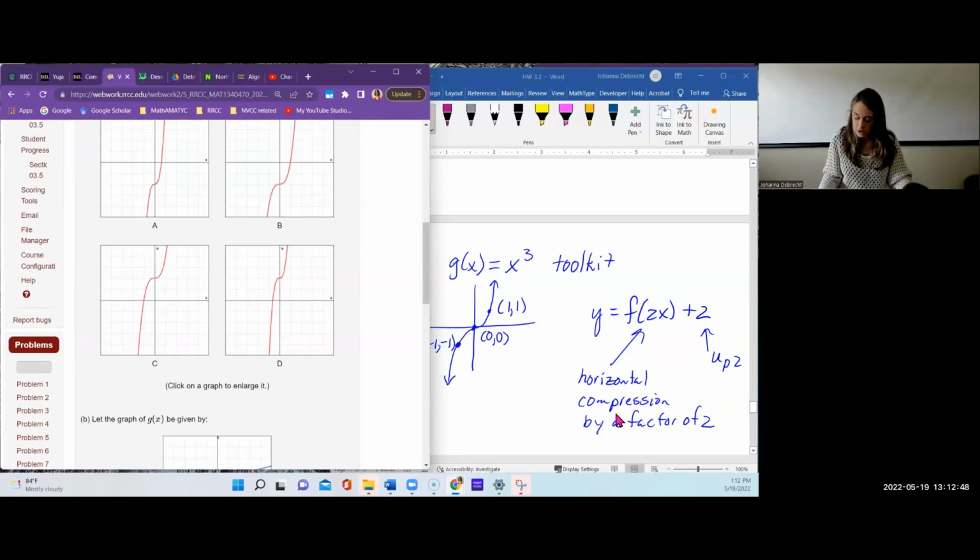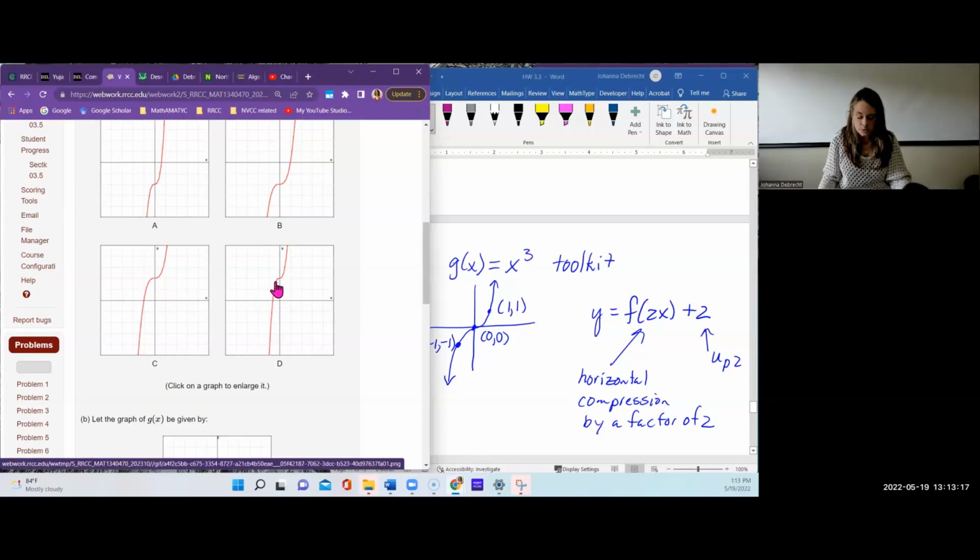Now we have a horizontal compression. Compression means to push in, like the scene in Star Wars where Han and Luke and Leia and Chewbacca are inside the trash compactor and the walls are coming in. That's a compression, a trash compactor. So the walls are coming in horizontally, which is going to have the effect of stretching the graph vertically. That looks more like problem number D.